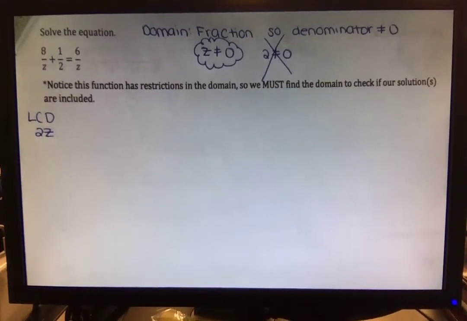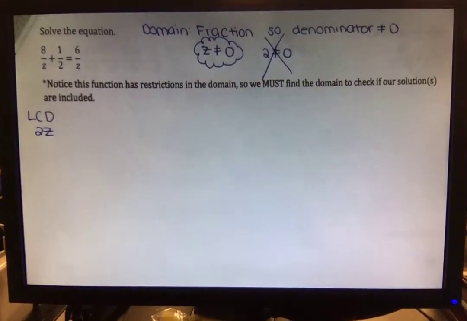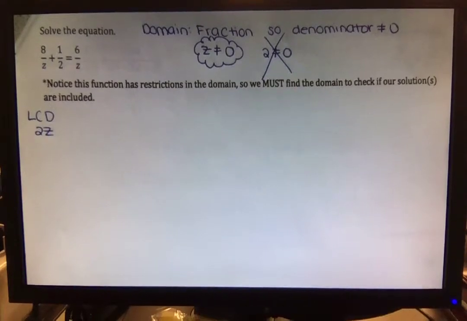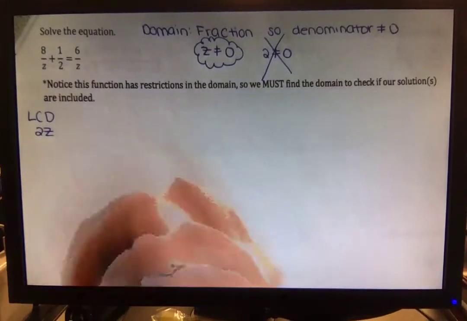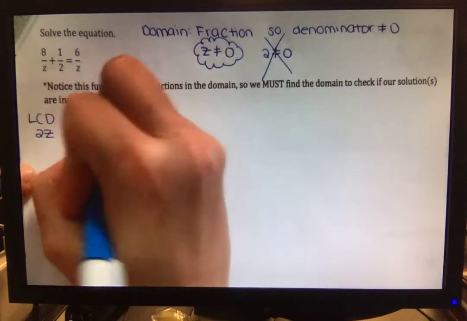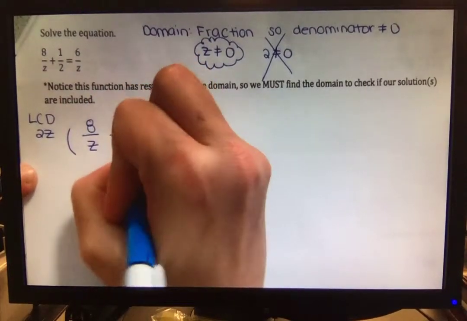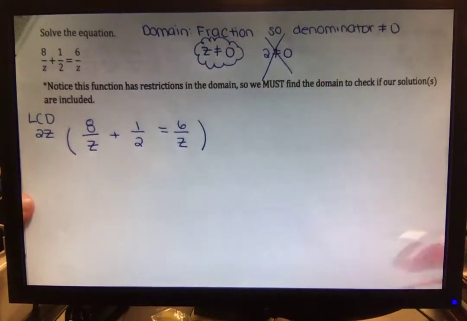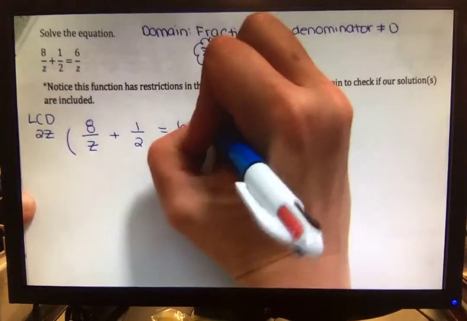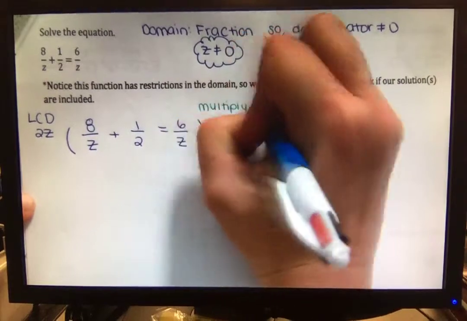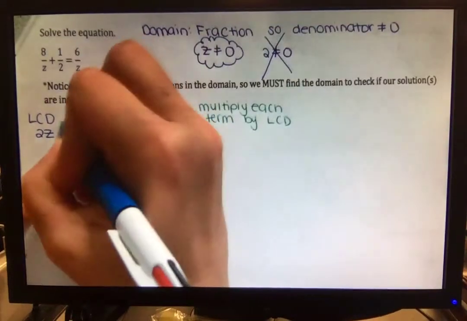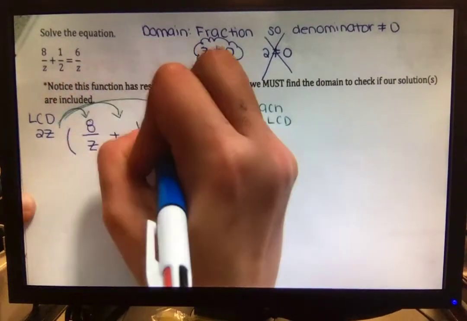So what operation is fractions? Adding, subtracting, multiplying, or dividing? Dividing. So in order to get rid of them, we need to do the opposite. What's the opposite of dividing? Multiply. So if I multiply every single term by the LCD, it will cancel out my fractions for me, and then it'll just be like a normal equation. So let's multiply everything by the LCD. So 2z times our equation of 8 over z plus 1 over 2 equals 6 over z. So multiply each term by the LCD. We're going to distribute the LCD to each term.